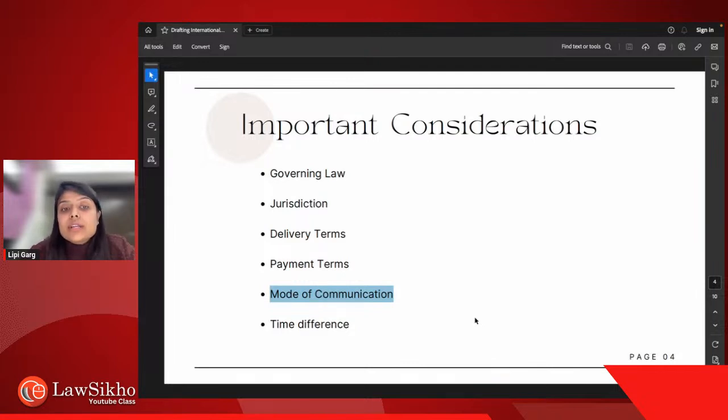So time difference is a concern because a lot of times the service provider will say that मुझे तो लगा 11 बजे इंडिया का, so I have not prepared it, and then they breach the deadline, right? So just to avoid ambiguous situations, you have to mention all of these things while you are contracting with international parties, right?